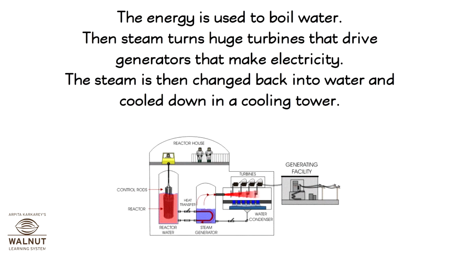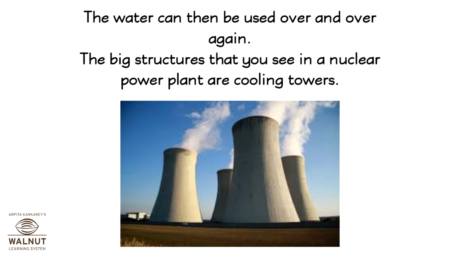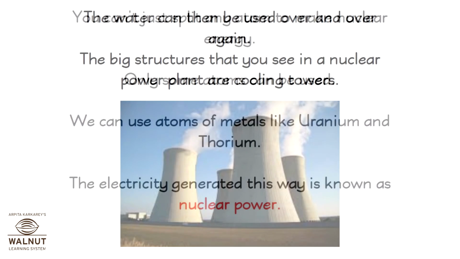The energy is used to boil water. Then steam turns huge turbines that drive generators that make electricity. The steam is then changed back into water and cooled down in a cooling tower. The water can then be used over and over again. The big structures that you see in a nuclear power plant are cooling towers.